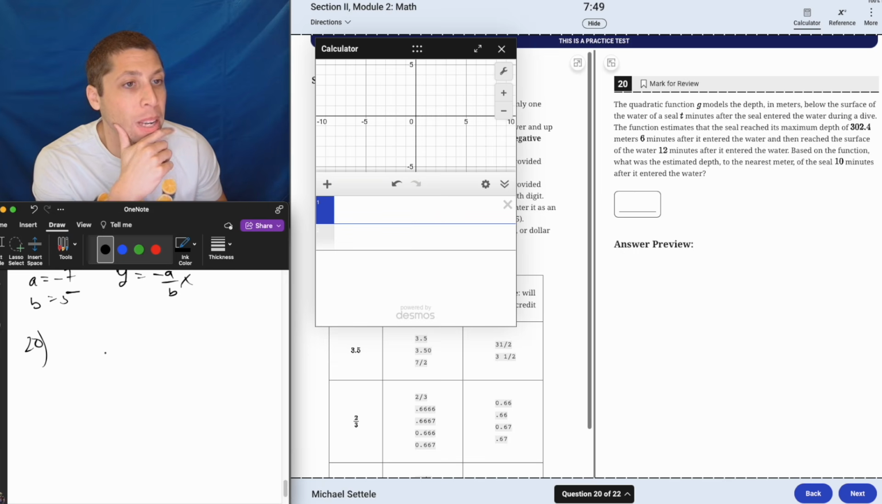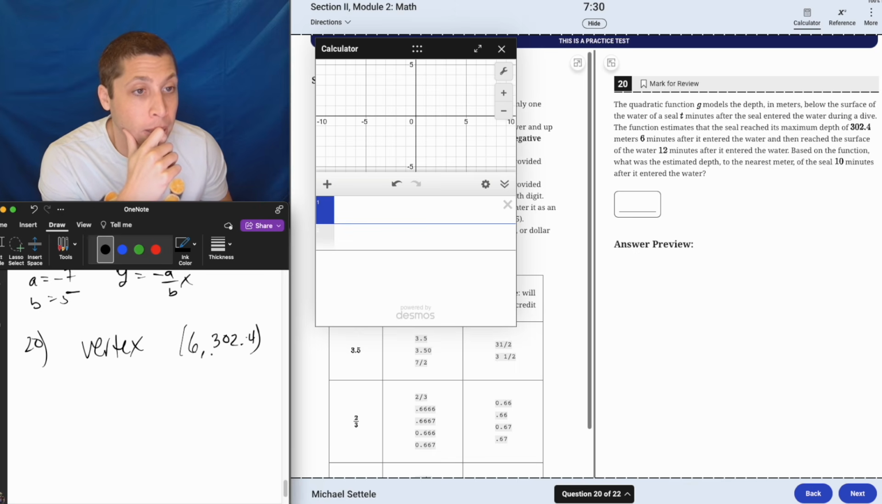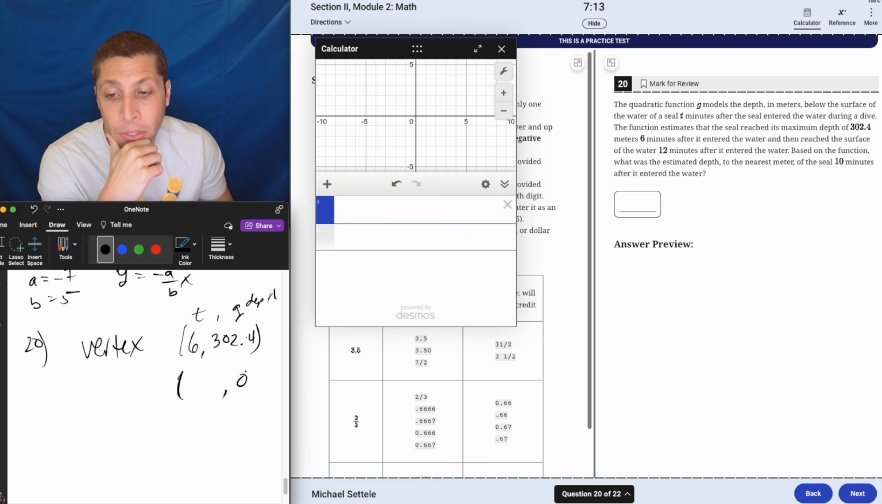The quadratic function g models the depth in meters below the surface of the water of a seal t minutes after the seal entered the water during a dive. The function estimates the seal reached its maximum depth, so depth, vertex, of 302.4 meters 6 minutes after it entered. And then reached the surface of the water. So surface, so that's going to be, right, something is equal to 0, 12 minutes. So x is t, and this is depth, right? So the depth at the surface is 0, and so 12 minutes is that.